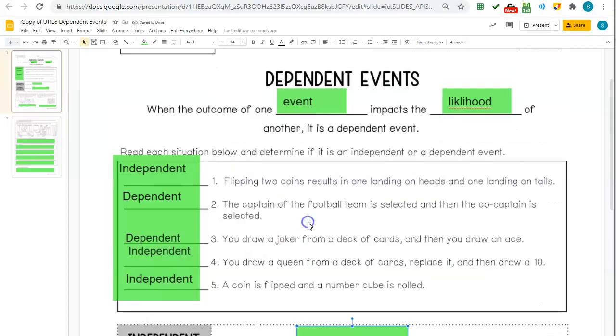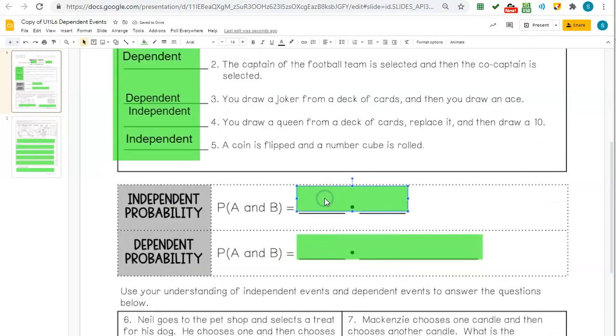Alright, now last time we learned that the probability of A and B happening was the probability of A, I'm just going to move this over a little bit so the multiplication is right there in the middle, times the probability of B. So the probability of A times the probability of B.